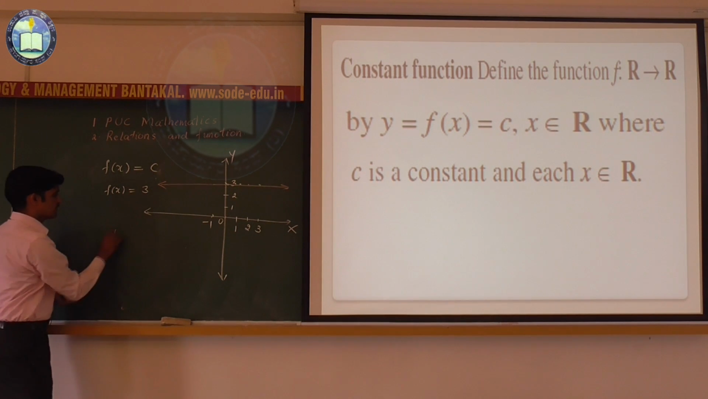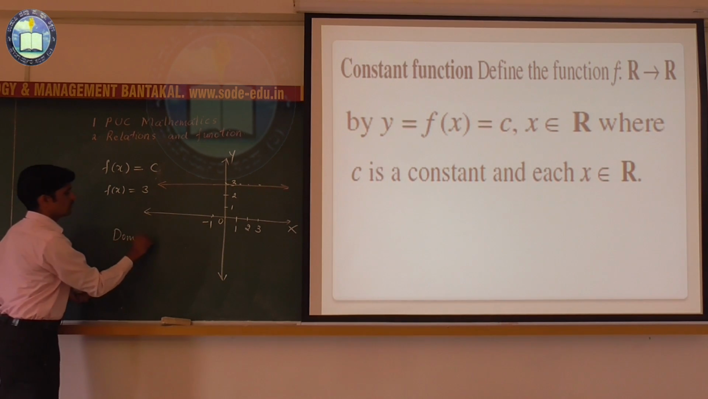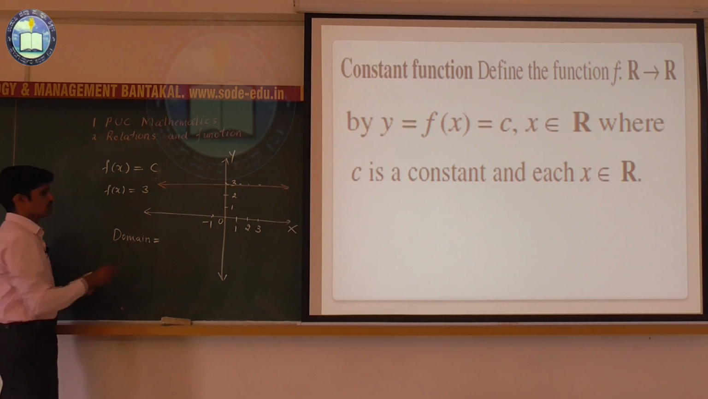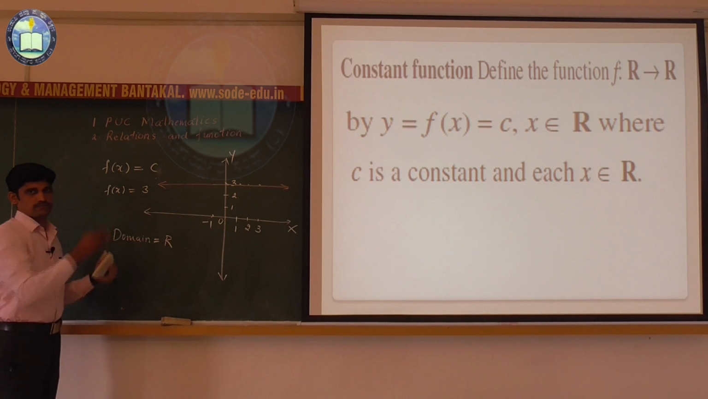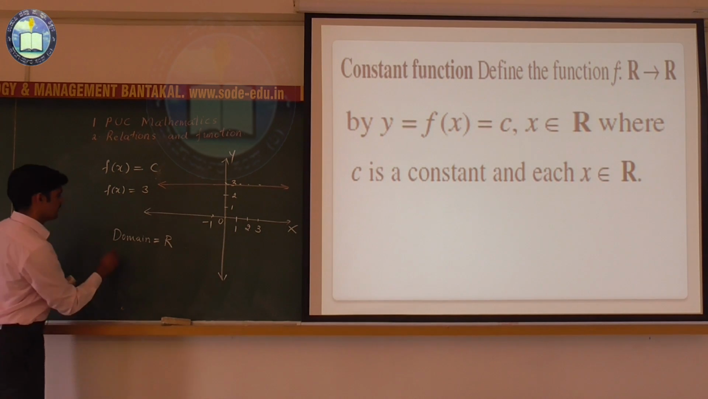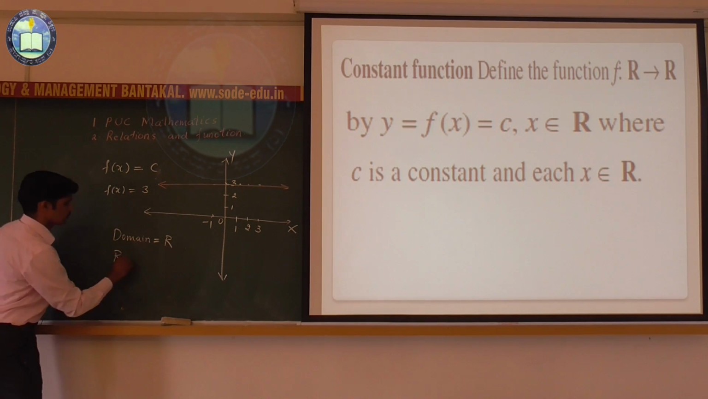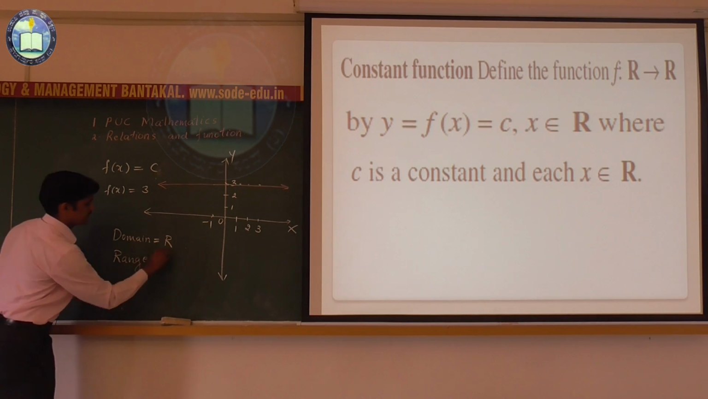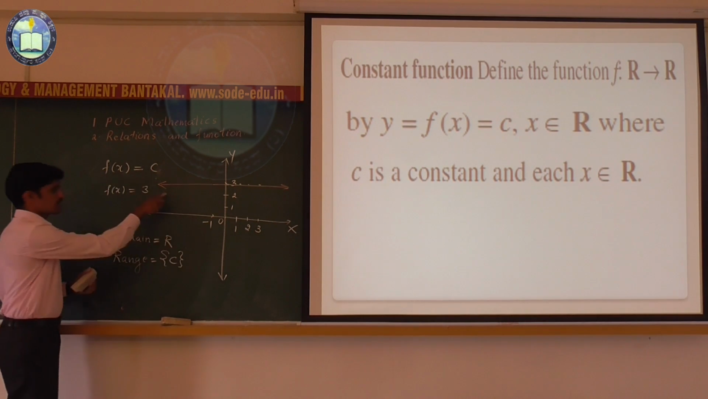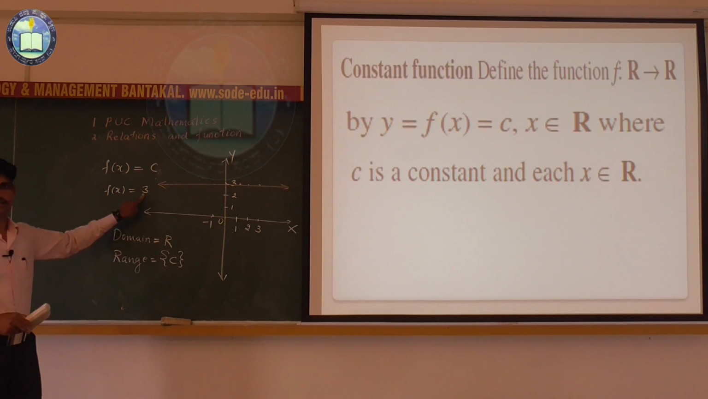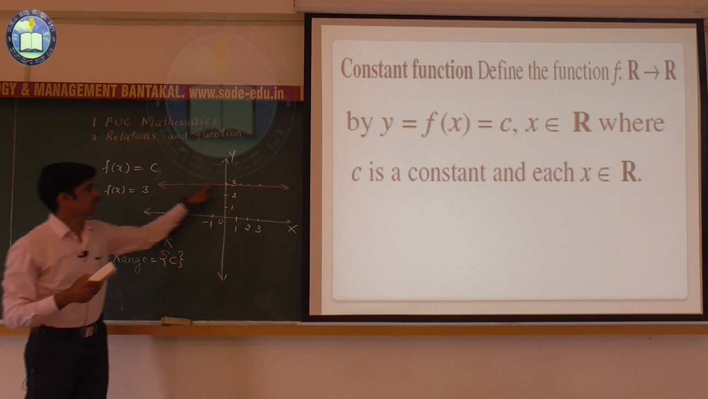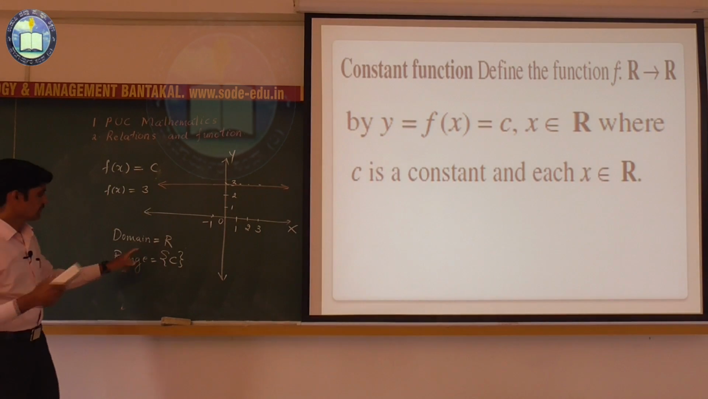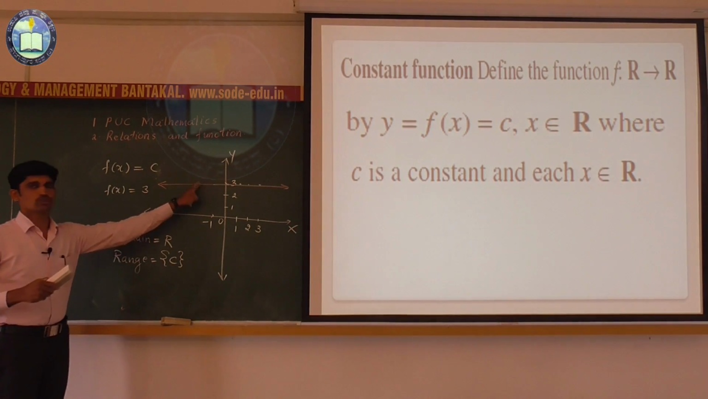This is the graph. What is the domain? The domain of a constant function is the set of all real numbers. We can give any value to x from the set of real numbers. And here the range is equal to only one element, that is c. In this example, c is equal to 3. In general, the range is equal to the set of all images, and it has only one image, that is the constant c.